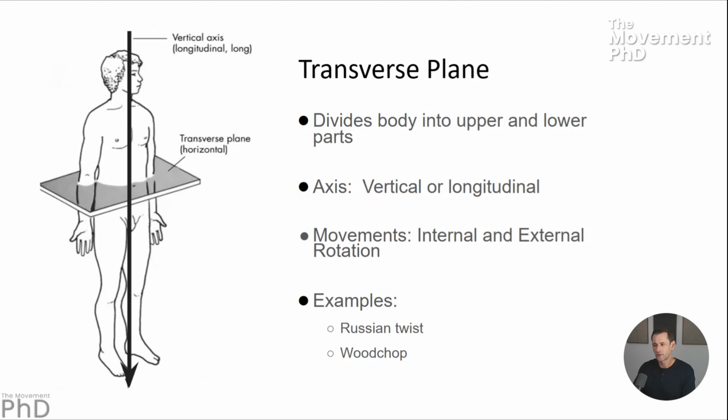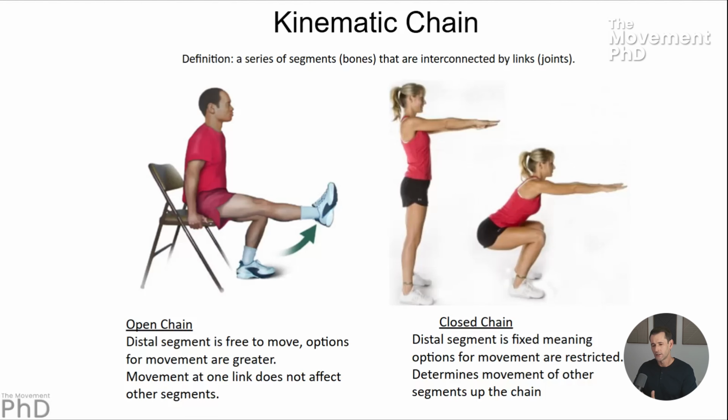So movements that occur in the transverse plane, these are our rotational movements. Internal, external rotation of the shoulder is an example of a transverse plane movement. Rotation of the trunk is also transverse plane movement. So examples of movements, Russian twist, if you've ever done a Russian twist for your abdominals, that's primarily occurring in that transverse plane. Let's talk about the kinematic chain.